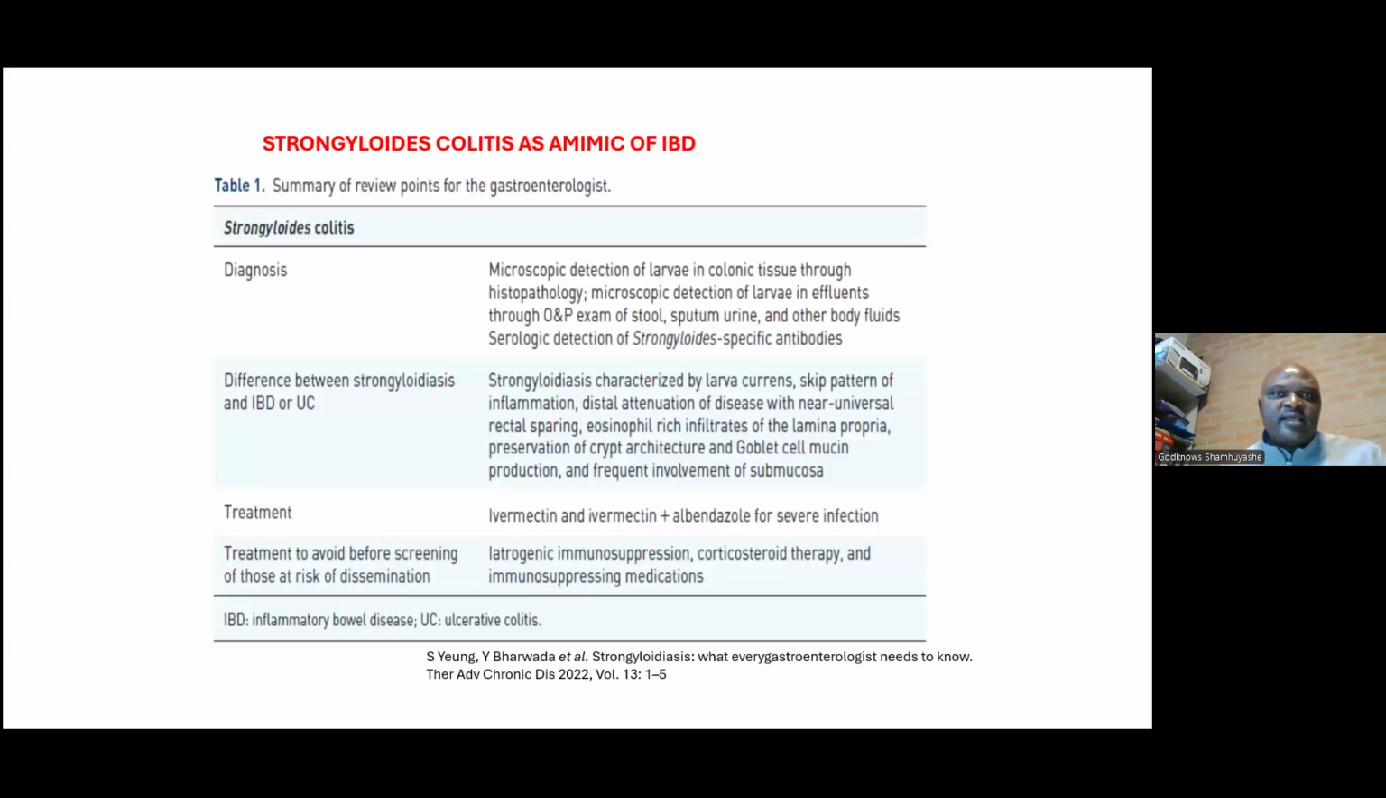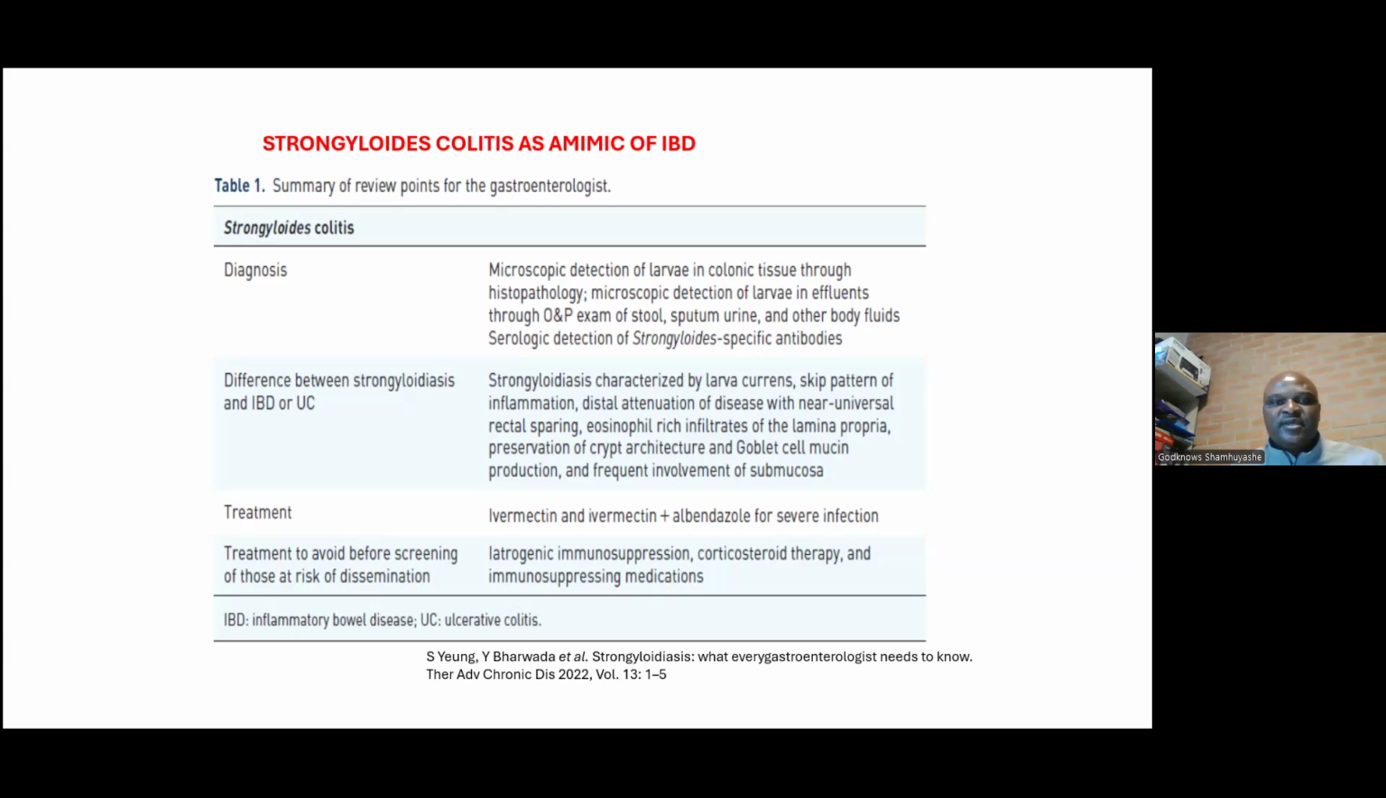So what does the gastroenterologist have to know in terms of differentiating between strongyloidiasis and IBD, or ulcerative colitis to be specific? So strongyloides colitis is characterized by a steep pattern of inflammation, and you tend to have distal attenuation of the disease with near or universal rectal sparing, and you also tend to have eosinophil-rich infiltrates of the lamina propria, and also there's preservation of crypt architecture with goblet cell mucin production, and there's a frequent involvement of the submucosa.